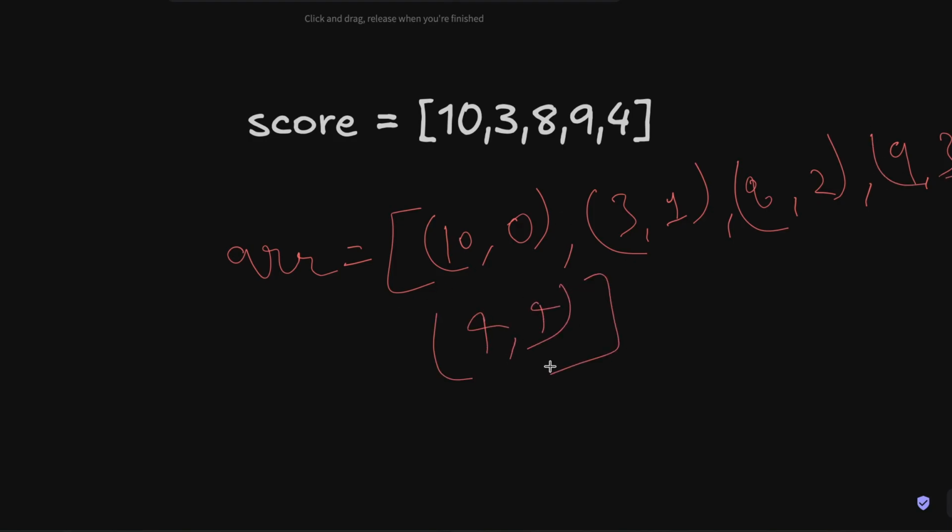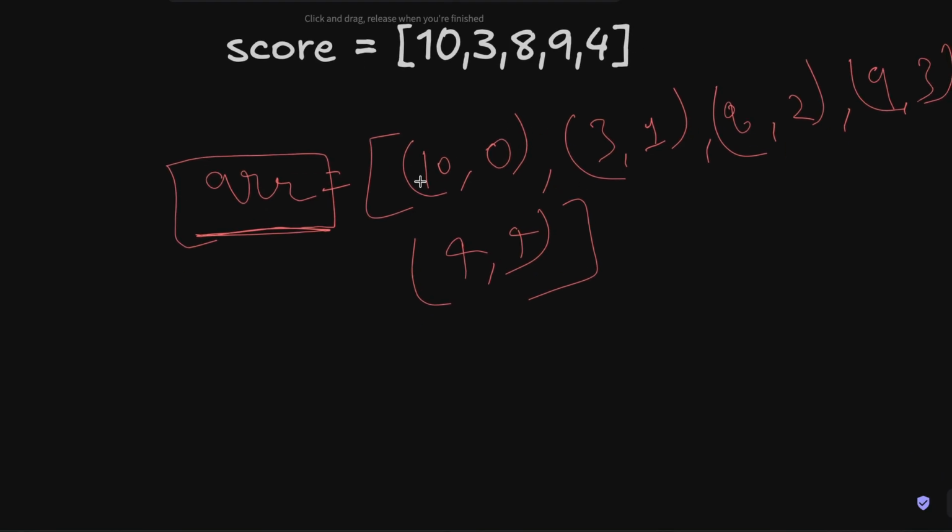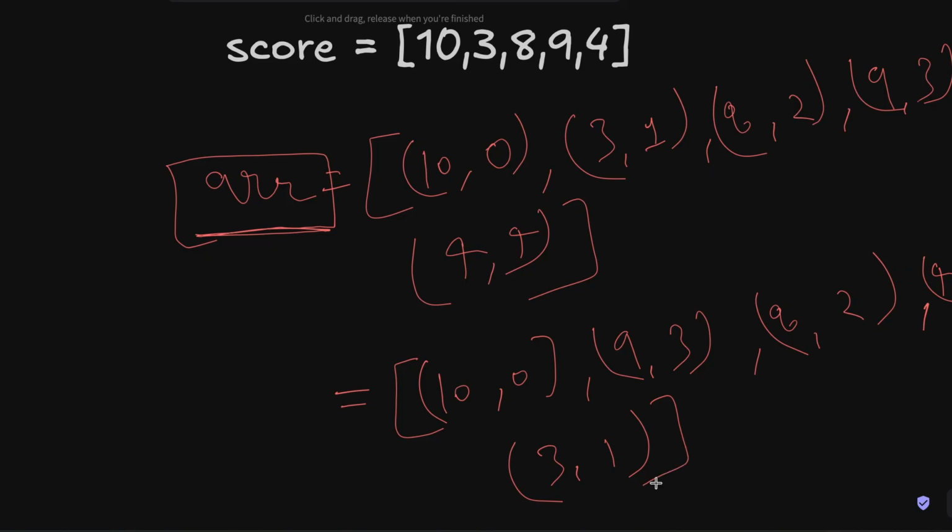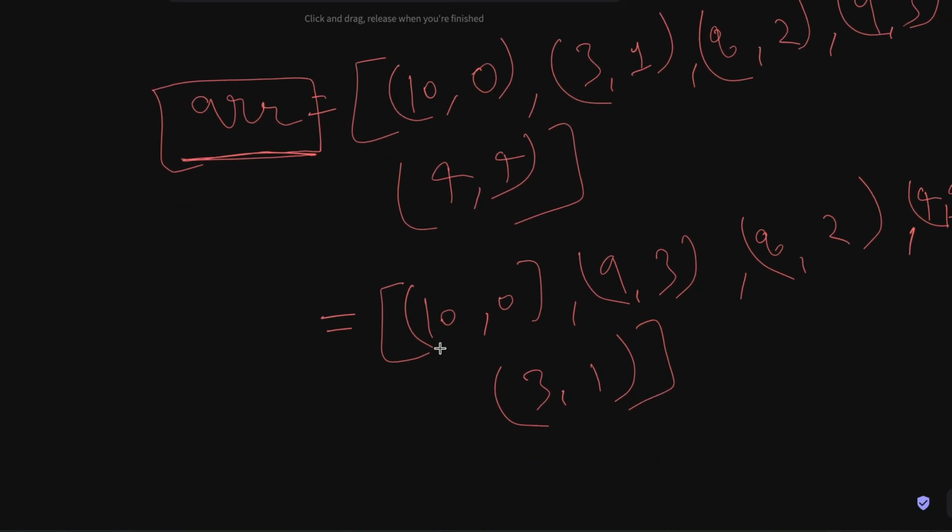Now we have an array where we are storing the score as well as the index, or the position, of that score. Now what we will do is go ahead and sort this particular array. Once we sort this array, we will sort based on the first element of each tuple. So 10, 3, 8, 9, 4. These will be used for sorting. So this particular array after sorting will become something like this. As you can see, after sorting, what we have are ranks. We have sorted based on the score, and so we have ranks.